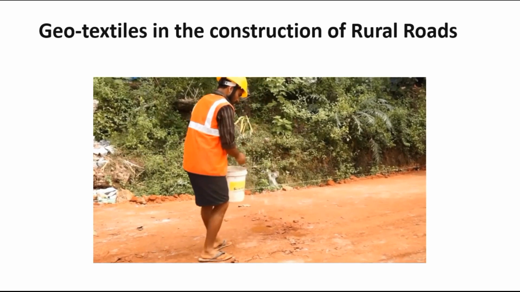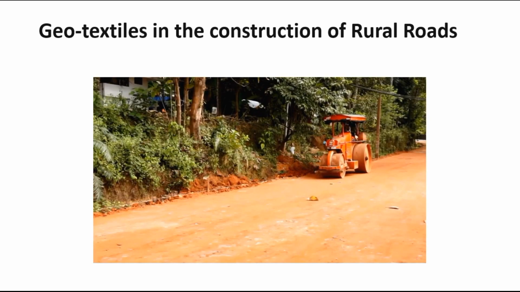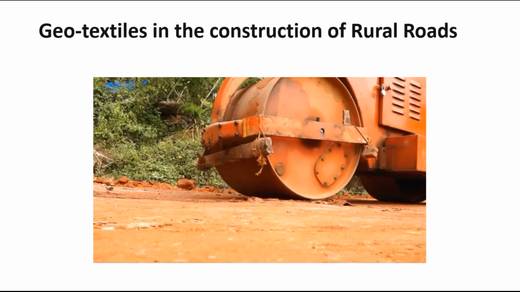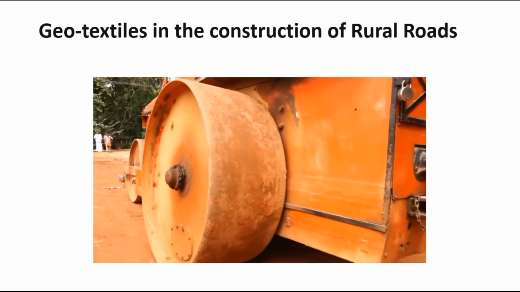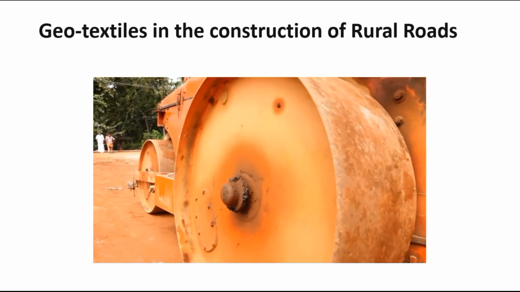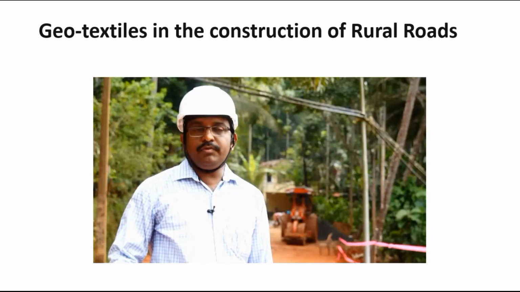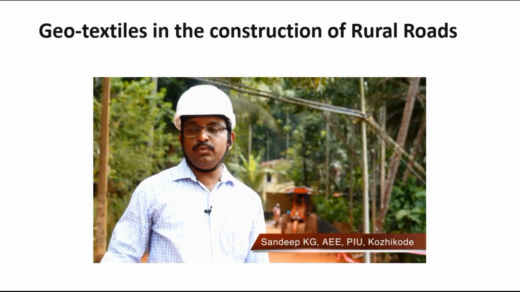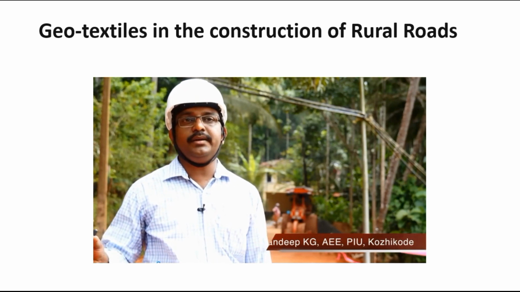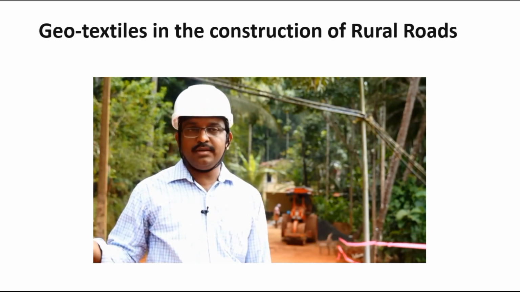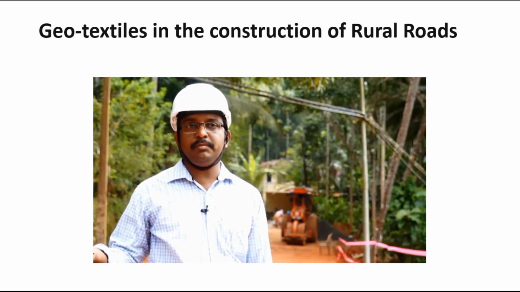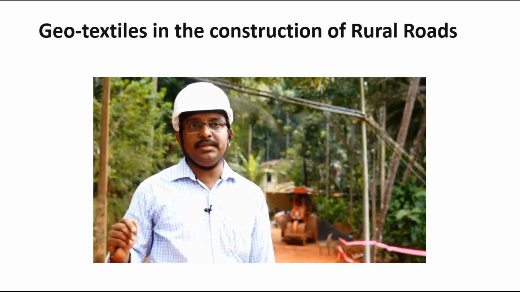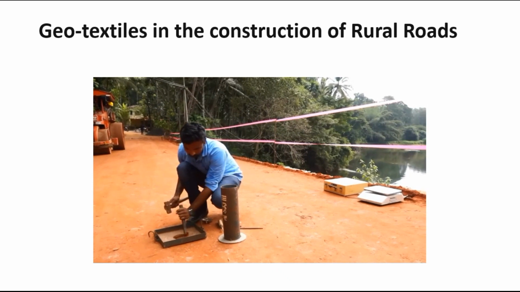Second session, as you can see, the road construction is in progress. This is a typical rural road. The density of the ADT, average daily traffic, is unknown. The aim here is how geotextile made from coconut fabric is being used in a road construction process.